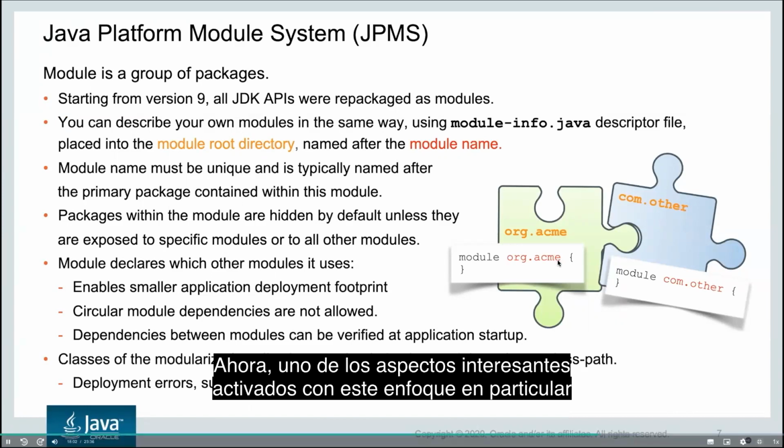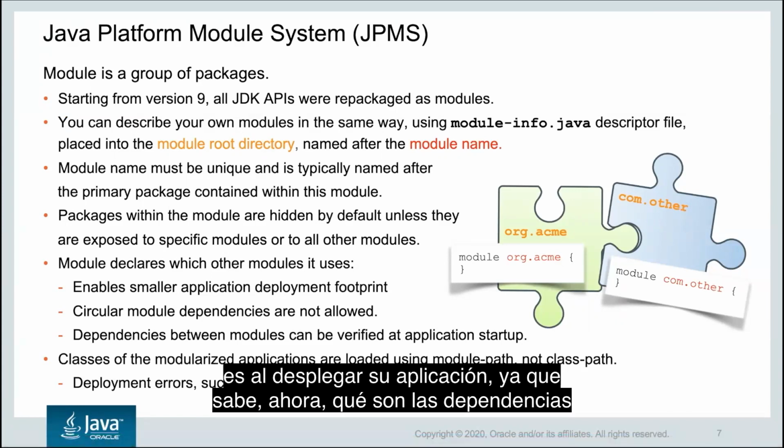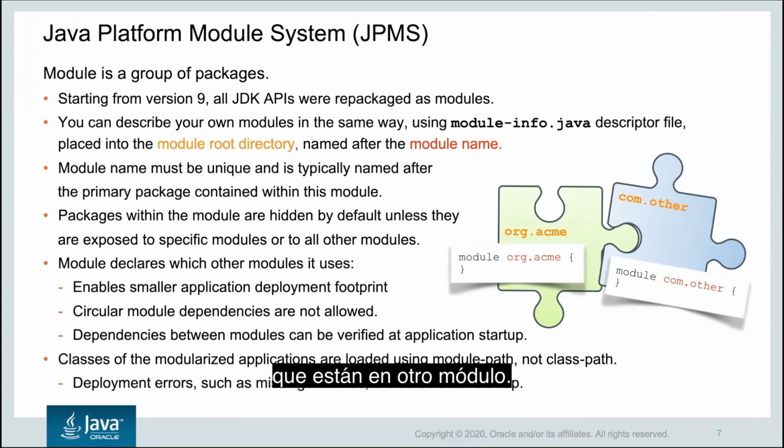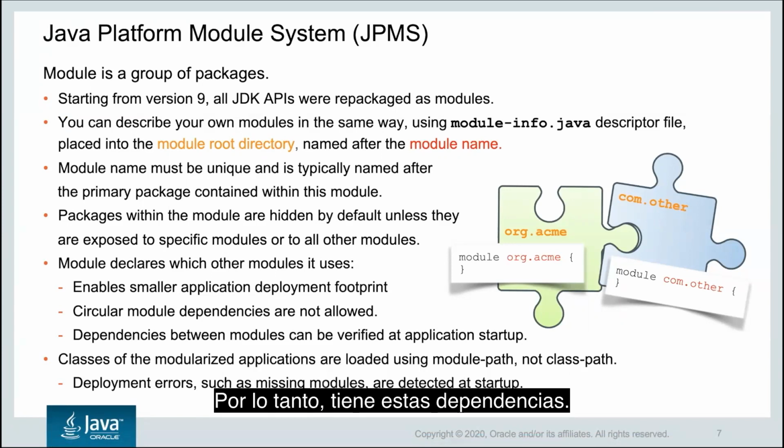The interesting thing that is enabled with this particular approach is when you deploy your application, because you know now what the dependencies are between modules, how exactly one group of classes in one module uses other classes that are in another module. That is explicitly described, right? So you have these dependencies.